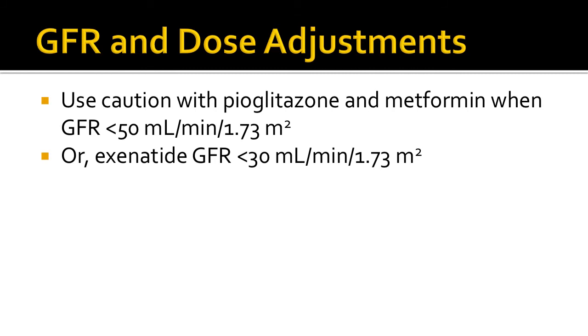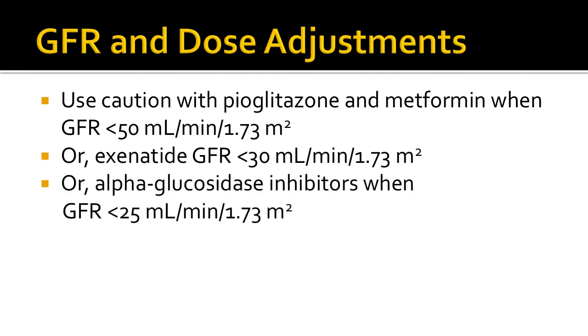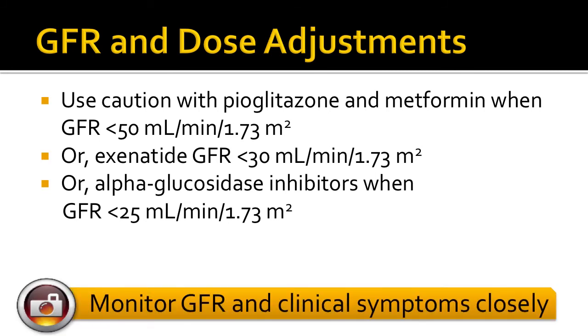Use exenatide with caution if the GFR is less than 30 milliliters per minute, and the alpha-glucosidase inhibitors if the GFR is less than 25 milliliters per minute. Generally, a nephrology and possibly a pharmacy consult should be considered when the diagnosis of acute kidney injury, acute renal failure, or CKD has been made.